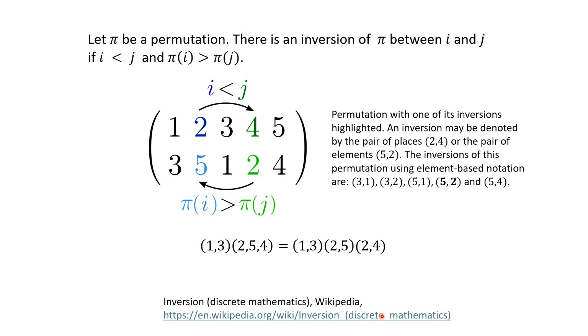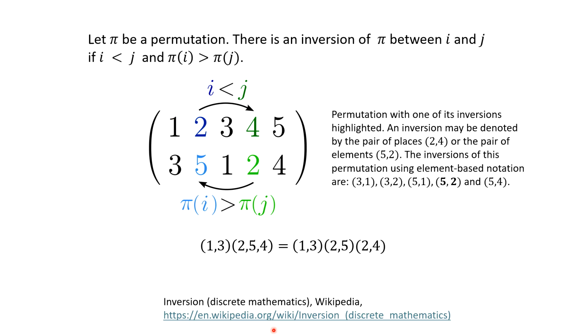I do have a reference here to inversion in Wikipedia, which is sort of the basis of making a determination of whether or not you have an even or odd permutation. So let pi be a permutation. I'm just using pi as the name of the permutation. It has nothing to do with the pi from trigonometry. There's an inversion between i and j if i is less than j and pi of i is greater than pi of j.